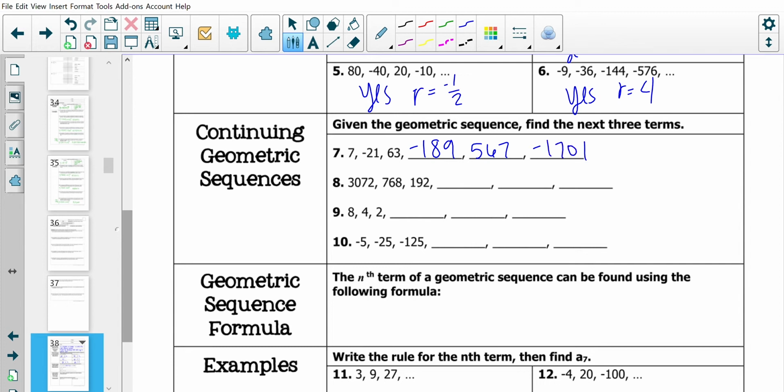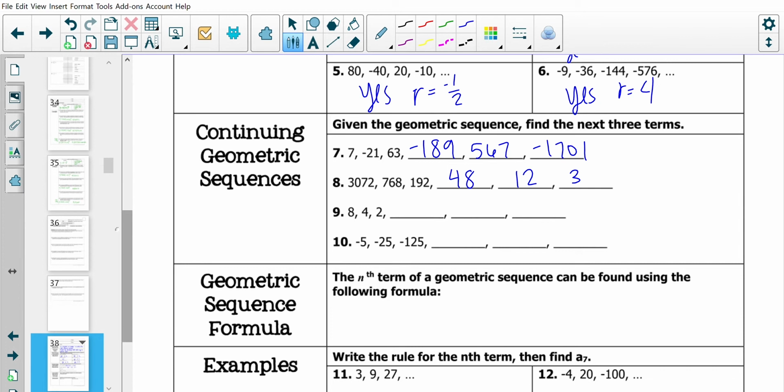Okay, what is my R value for number 8? 1/4. Guys, stop talking. You should be doing this with us. 1/4? So, 0.25. Yes. 192 times a fourth? 48. 48 times a fourth? 12. 12 times a fourth? 3.